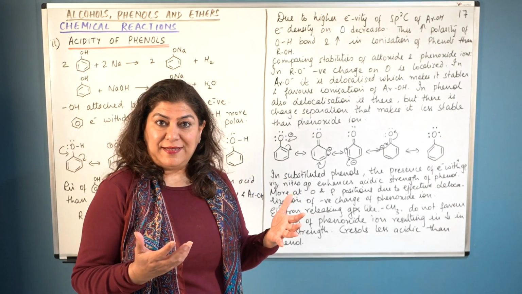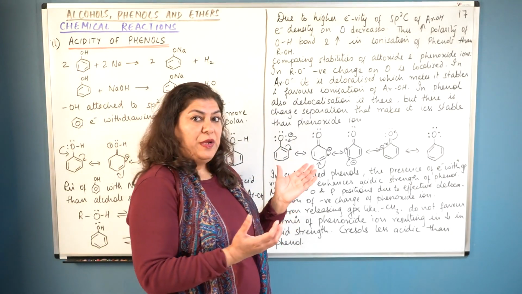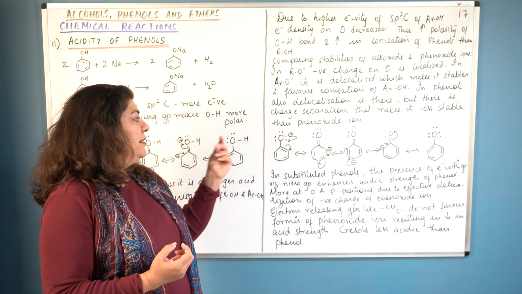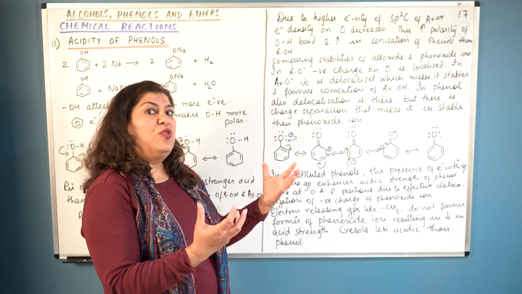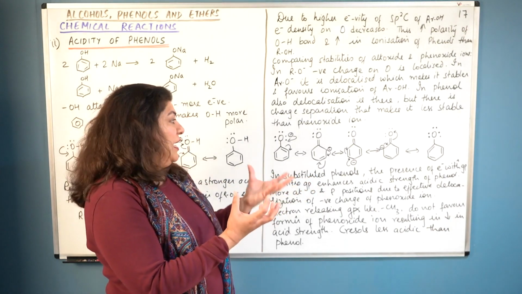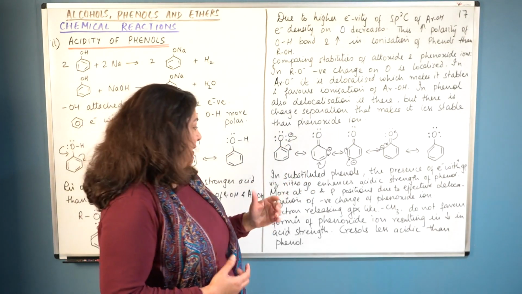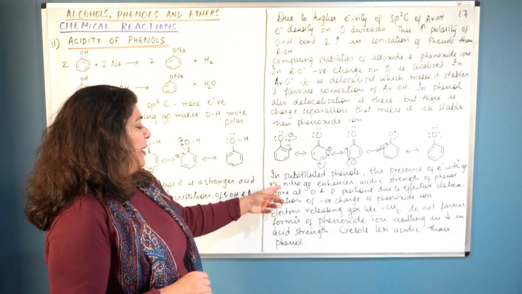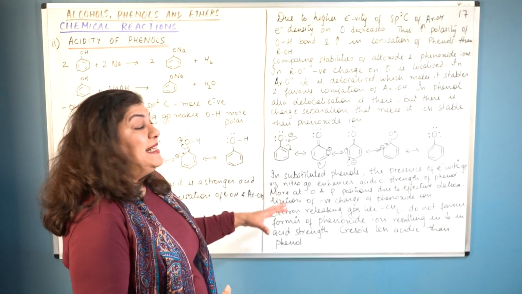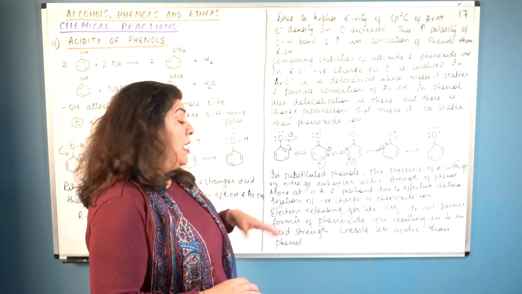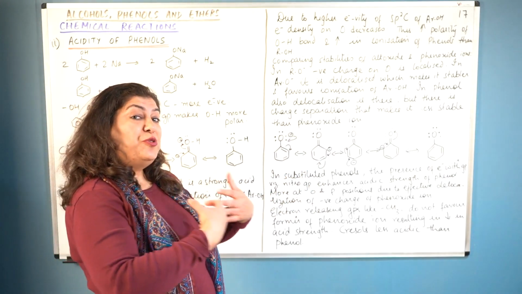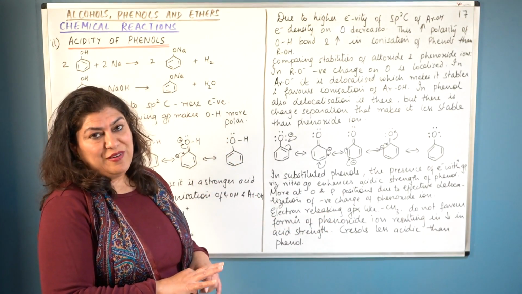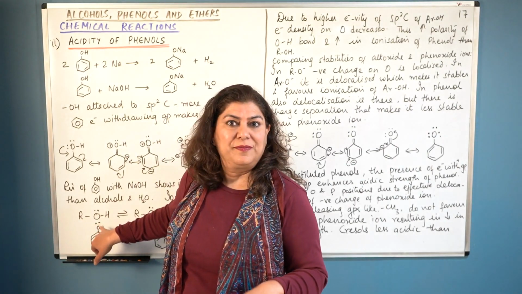Logically, you can understand that. If there is a group which is pulling electrons towards the benzene ring, thereby making the oxygen even more electron deficient, it will make the phenol more acidic. So in substituted phenols, the presence of an electron withdrawing group, for example the nitro group, enhances the acidic strength of phenol. But if you have an electron donating group like a methyl group, an alkyl group, that will reduce the acidity of phenols, as it did in the case of alcohols.